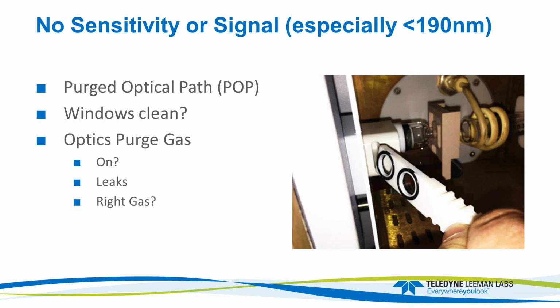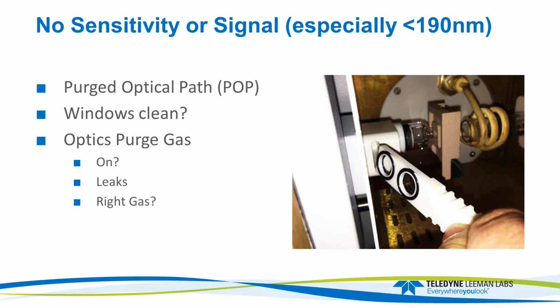If the windows are okay, what about the purge gas? Is it on? Do I have leaks in the system? I check those O-rings. If the O-ring is old, is it cracked? Is it in place? Do I have the right gas? If you have an instrument that allows you to use either argon or nitrogen, it's happened where people have hooked up an air tank, and well, air is 80% nitrogen. That's close enough. Well, it really isn't. So make sure you get the right gas hooked up. That's not often, but it's something you don't normally expect.